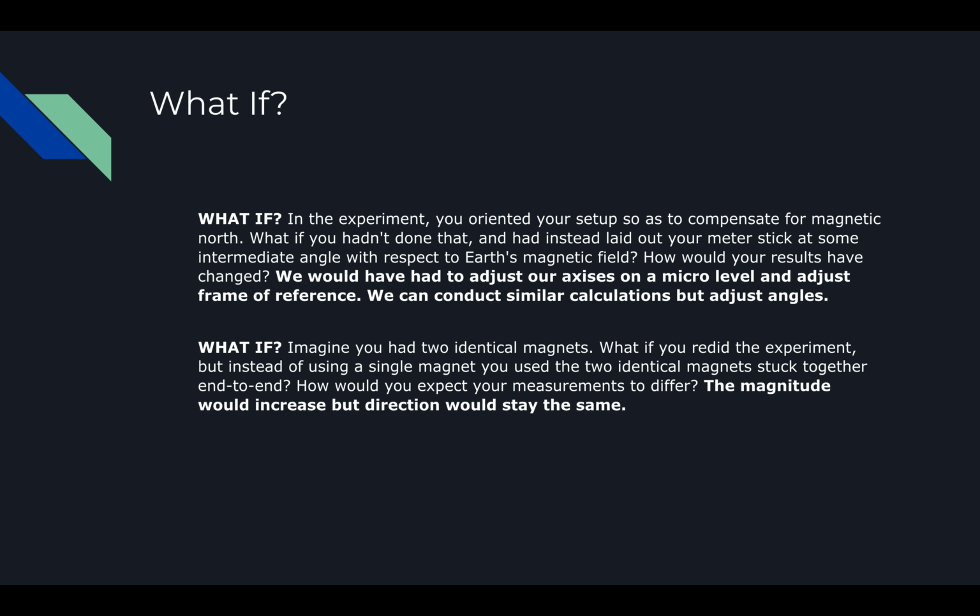So to answer the what-if questions: if we had to orient the setup to compensate for north, that's what we did. But if we hadn't done that, we would have to adjust our axes on a micro level and adjust the frame of reference in the problem. We would have to do the same calculations, but adjust the angles, maybe use the opposite ones or whatnot. And if there were two identical magnets and we redid the experiment, from our calculations, the magnitude would increase, but the direction would stay the same. So the measurements would be different, but the magnitude would increase.